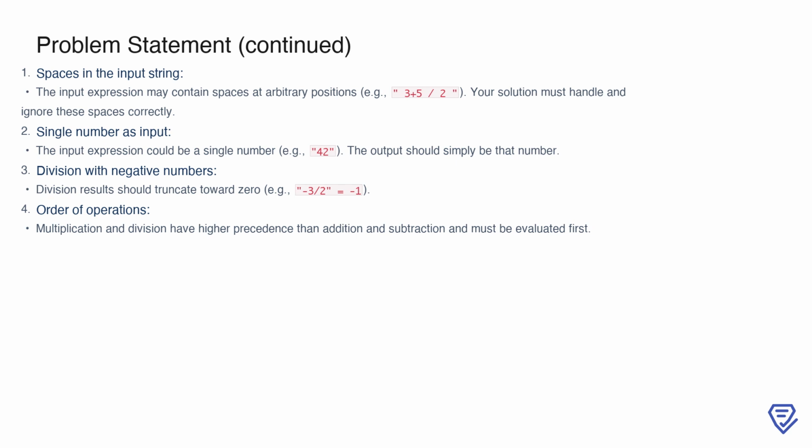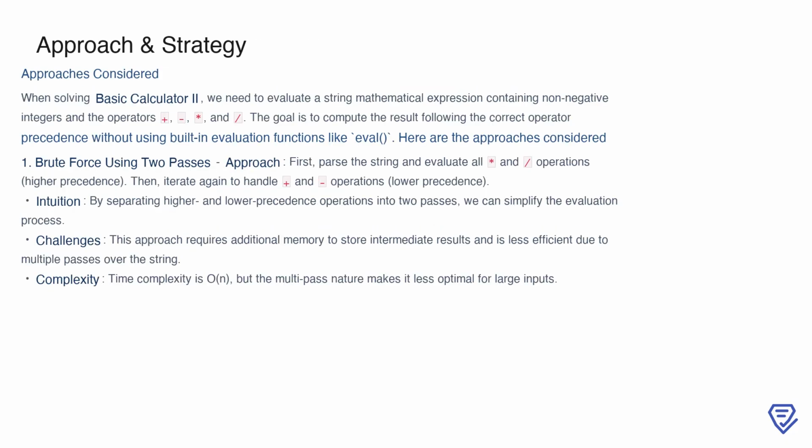Finally, we need to respect the order of operations, meaning that multiplication and division take precedence over addition and subtraction. This ensures the expression is evaluated correctly, regardless of the order in which the operators appear. To solve the Basic Calculator 2 problem, we need to evaluate a string containing mathematical expressions with non-negative integers and the operators plus, dash, asterisk, and forward slash. Importantly, we must respect operator precedence, meaning multiplication and division take priority over addition and subtraction.